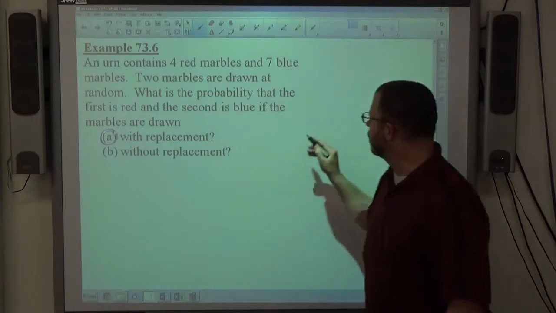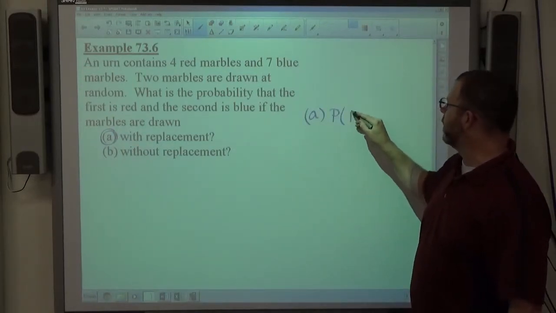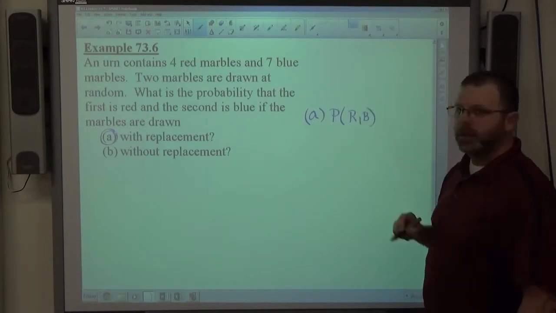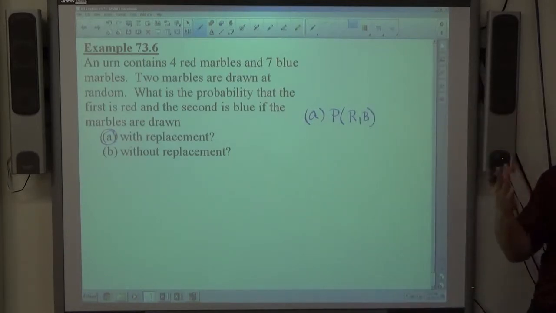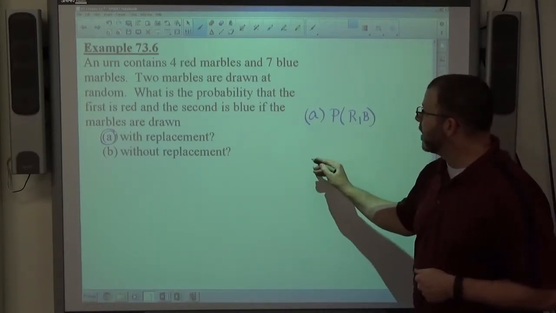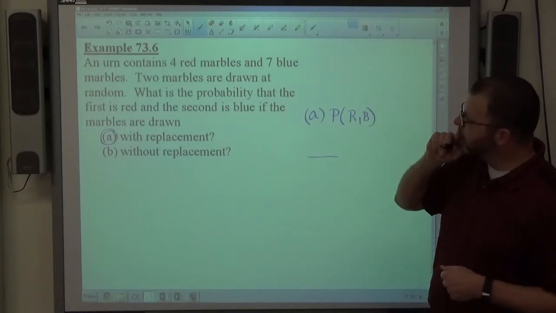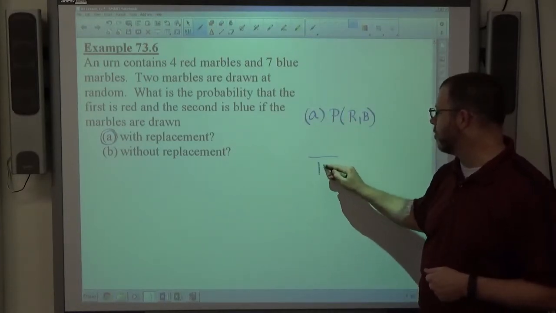First one is with replacement. So if I do A, I'm looking for the probability of the first one being red, second one being blue. And again, probability is all about how many things are there and how many ways are there to make what I want. Right? So I can see how many marbles are there? 11. Very good. 4 red, 7 blue makes 11 marbles total.